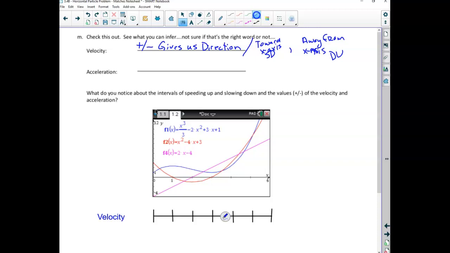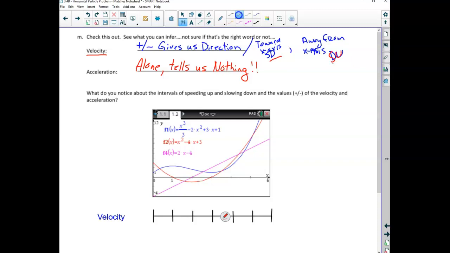What does the acceleration give me? Looking at the acceleration graph, it's pink. The acceleration graph is always increasing. Let me tell you, the acceleration graph alone tells us nothing. Alone, acceleration doesn't tell us squat. Positive or negative gives us direction for a value of velocity. If the graph is moving towards the x-axis, that tells me I'm slowing down. Away from the x-axis, I'm speeding up.